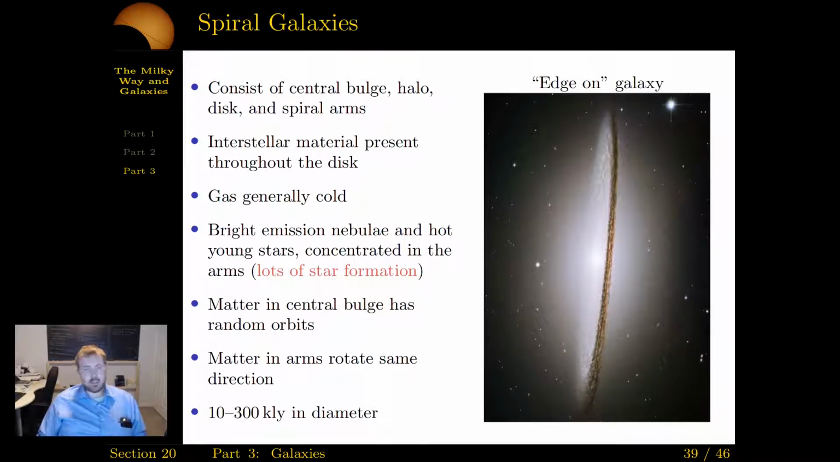Right. And matter in the arms, they'll have a very rotational pattern. Yes, this is kind of repetitive from the Milky Way, but we want to distinguish the difference between our spirals and our other galaxies. So we really want to emphasize that the arms have a nice cohesive pattern of rotation to them. And our spiral galaxies span anywhere from 10,000 light years to 300,000 light years in diameter.